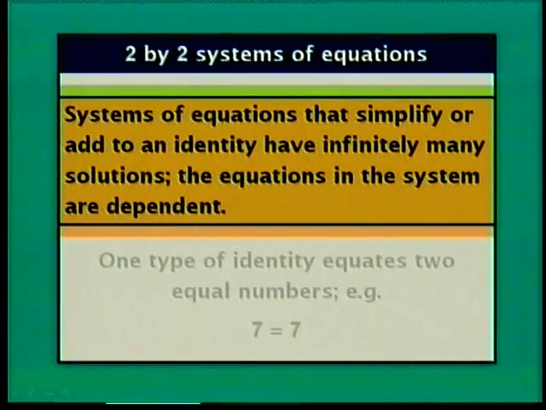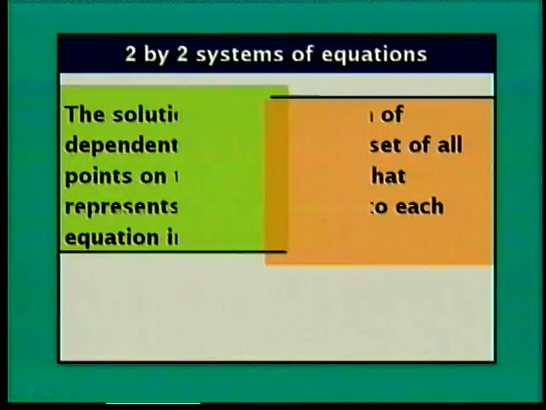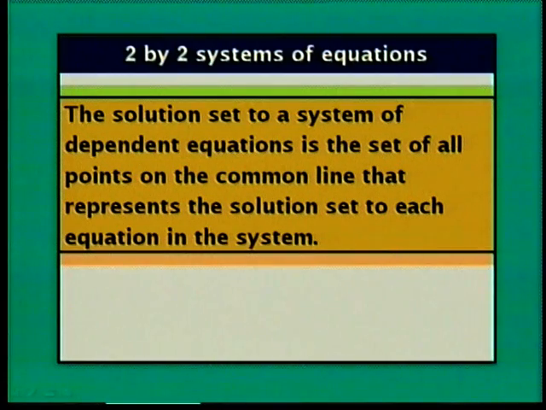Systems of equations that simplify or add to an identity have infinitely many solutions. The equations in the system are dependent. One type of identity equates two equal numbers. For example, 7 equals 7. Here again, you need to actively memorize all of this vocabulary and ideas. The solution set to a system of dependent equations is the set of all points on the common line that represents the solution set to each equation in the system.